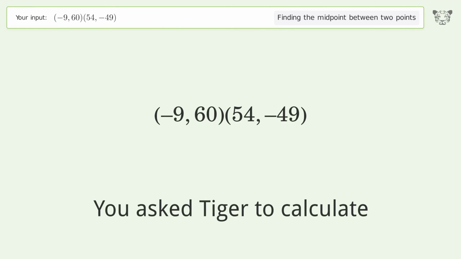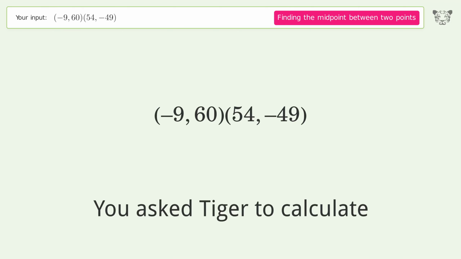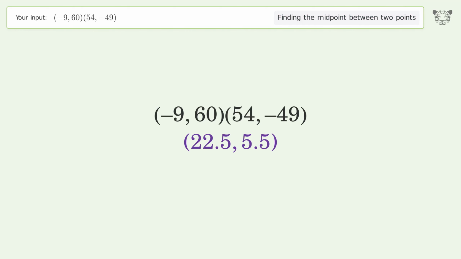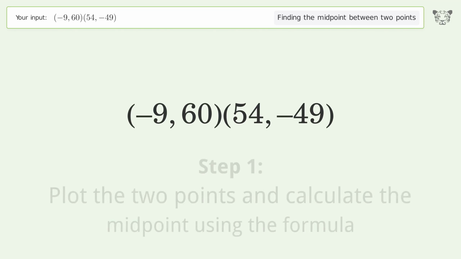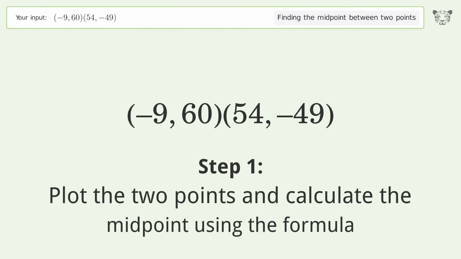You ask Tiger to calculate. This deals with finding the midpoint between 2 points. The midpoint between the 2 points is 22.5, 5.5. Let's solve it step by step. Plot the 2 points and calculate the midpoint using the formula.